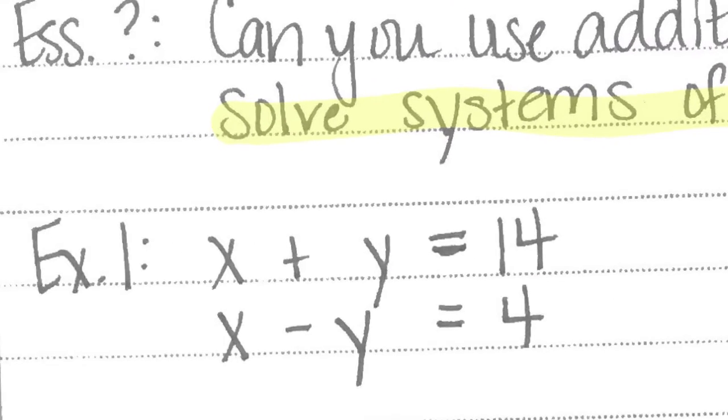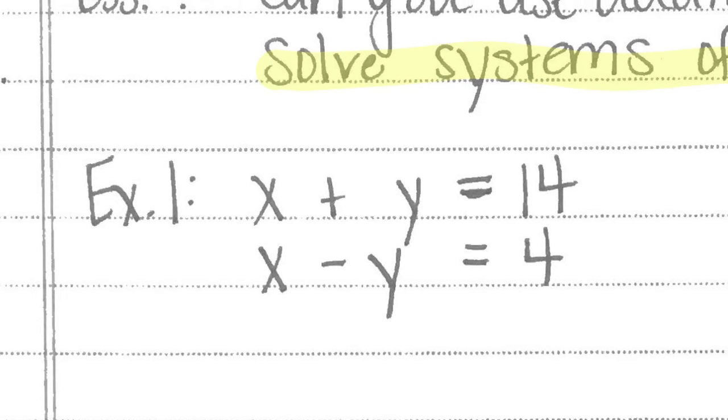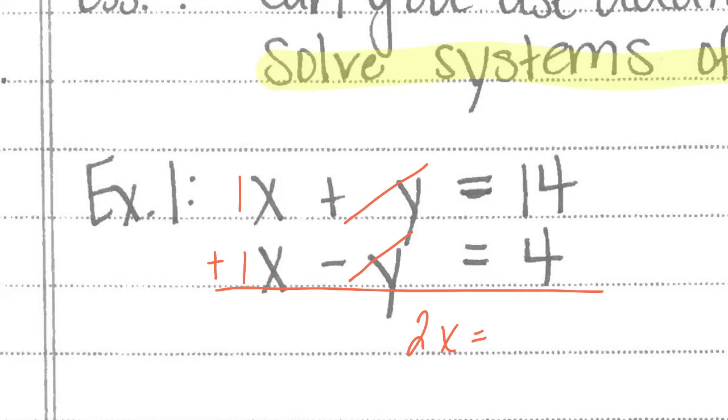Let's take a look at example 1. Remember, we're looking for an ordered pair. And if I add down here, what happens with my y's? They just cancel out. So when I add 1x to 1x, I get 2x. When I add 14 to 4, I get 18. So we know that x is equal to 9.